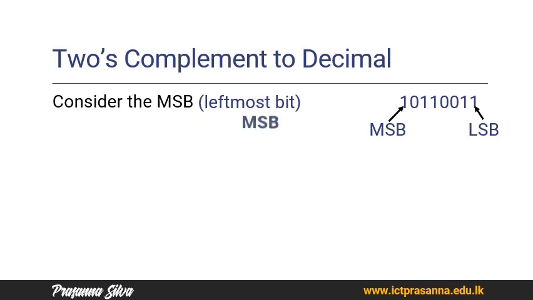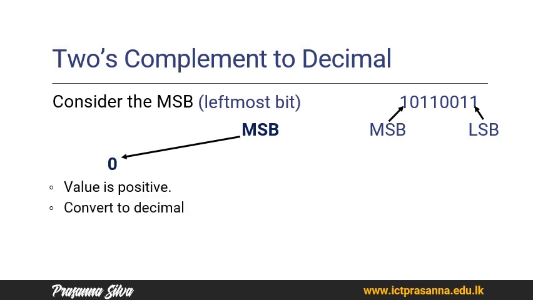Now the most significant bit can be either a 0 or a 1. If it happens to be a 0, then we can say that the value we are considering is positive. And to convert this into the decimal value, we can simply take the positional values and convert this binary sequence into decimal. If the most significant bit is a 1, that implies that the value represented by the 2's complement value is a negative number.